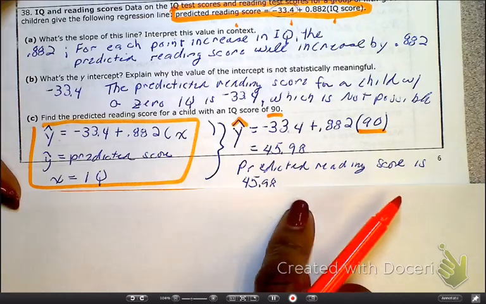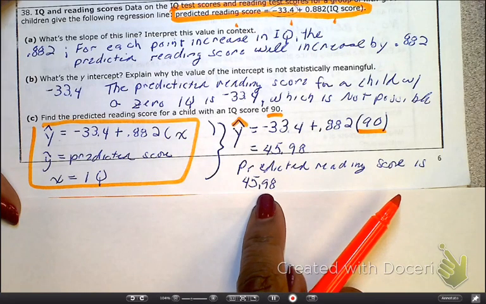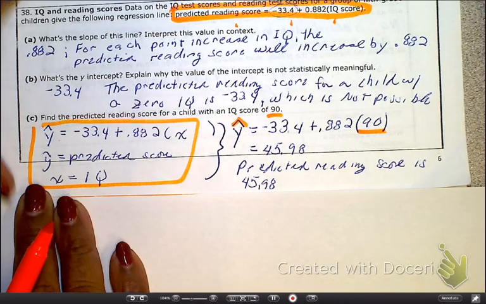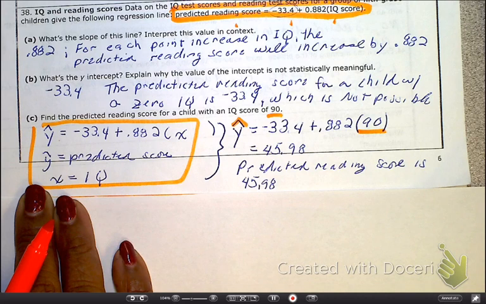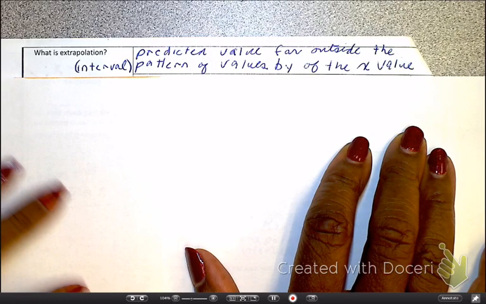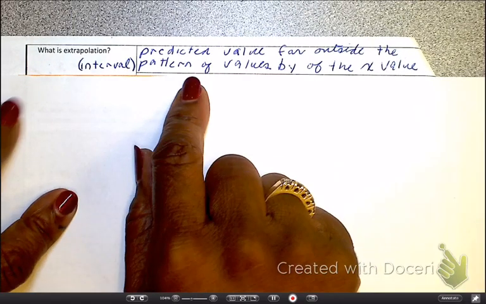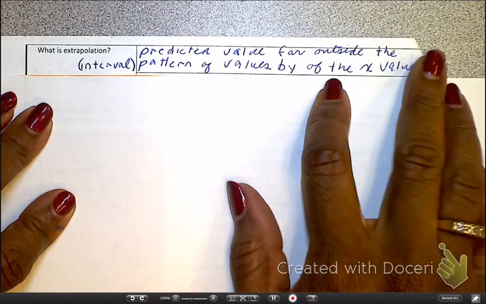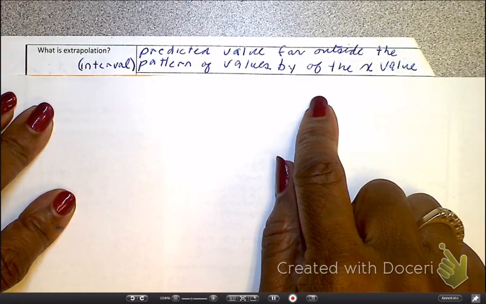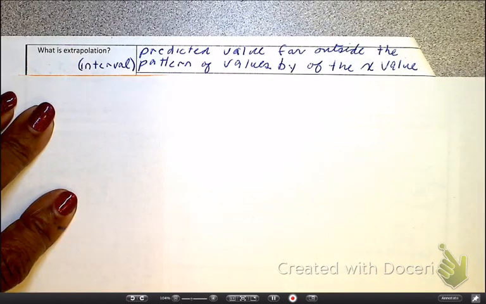But let's go back. So here, you just take it and plug it in. The predicted reading score is going to be 45.9. Just do the math. Now, I mentioned a little earlier that we should look at whether the prediction is reasonable, which takes us to this phrase, extrapolation. Extrapolation is when we make a prediction of the value when it's far outside the interval.